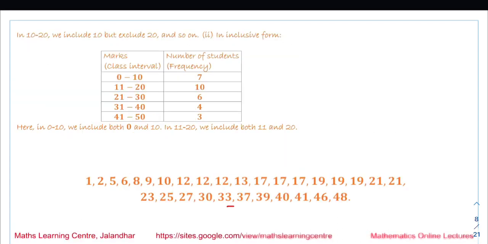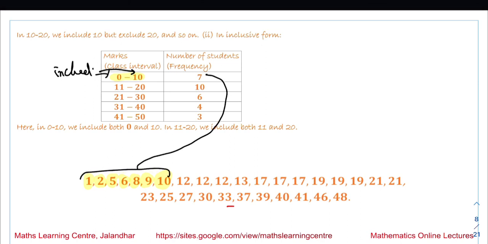Next we have to write this data in the inclusive form. In the inclusive form, if I am talking about the first class 0 to 10, then 0 is included as well as 10 is included. If we look at these numbers over here, we have 1, 2, 3, 4, 5, 6 and 7 numbers. These are the 7 numbers in the class 0 to 10 in the inclusive form.